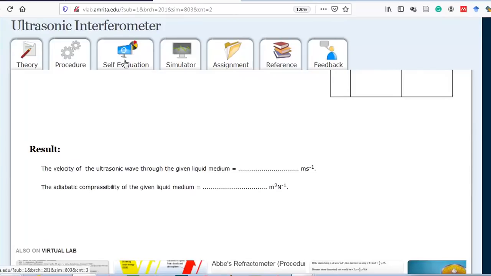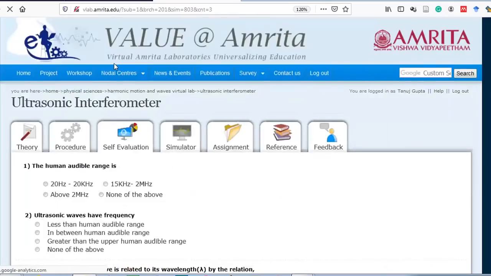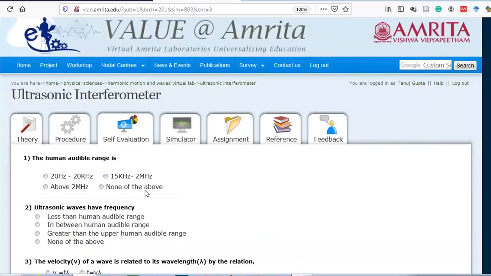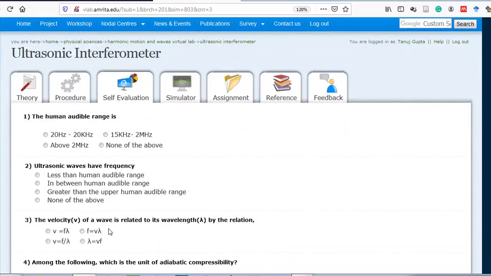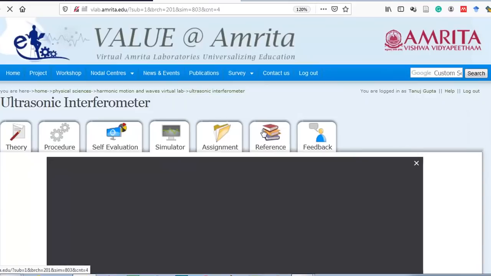Now come to the third tab, that is the self evaluation. If you have gone through the theory and procedure in proper depth, then you must be able to write the answer, as I have discussed this also. All such things we have discussed over here. So now it is very simple to get the correct answer from the MCQs. You can go through it, submit the answer, and then you can come to the simulator.